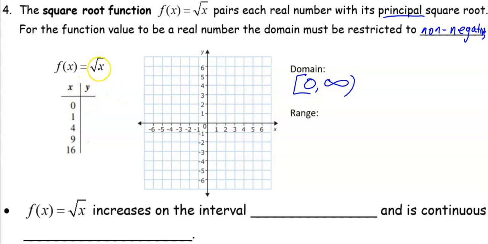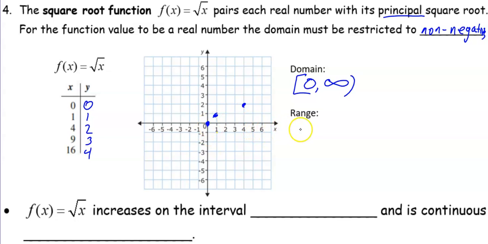So if I plug in 0, the square root of 0 is 0. Square root of 1 is 1. Square root of 4 is 2. Square root of 9 is 3. Square root of 16 is 4. Notice in my x values, x can be any number you choose as long as it falls within the domain. I use numbers I could take the square root of. So that gives us this graph.